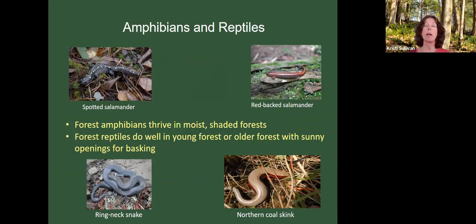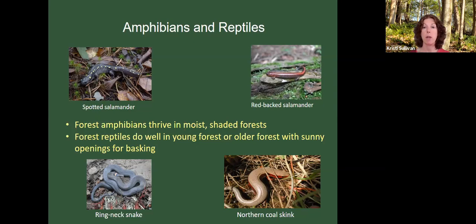Okay, another group, so mammals are probably very similar to birds. Some prefer mature forests, some prefer early successional, younger forests, some might prefer a mix of habitats. Amphibians and reptiles probably are opposite of one another. Amphibians, really, forest amphibians, especially salamanders, don't do well in dry, hot conditions. They tend to thrive in moist and shaded forests. So in their case, a forest that's more mature, has a closed canopy, and is more dark and shaded would be preferred habitat.